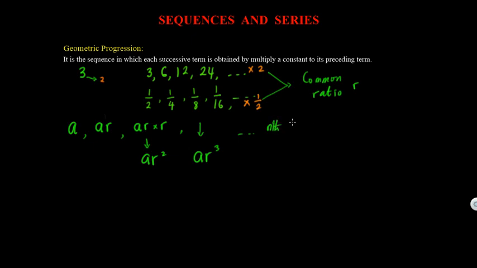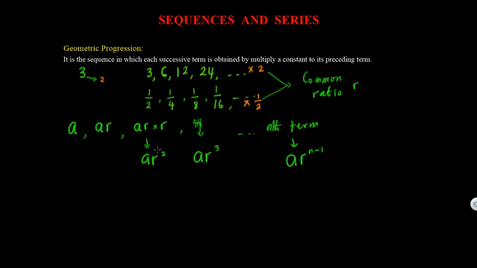of a GP is denoted with A multiplied by R raised to the power of n minus 1. Remember, this is the fourth term. The power here will be 3. This is the third term. The power here is 2. So for any nth term, we subtract 1 from that position to give us the nth term of a GP.